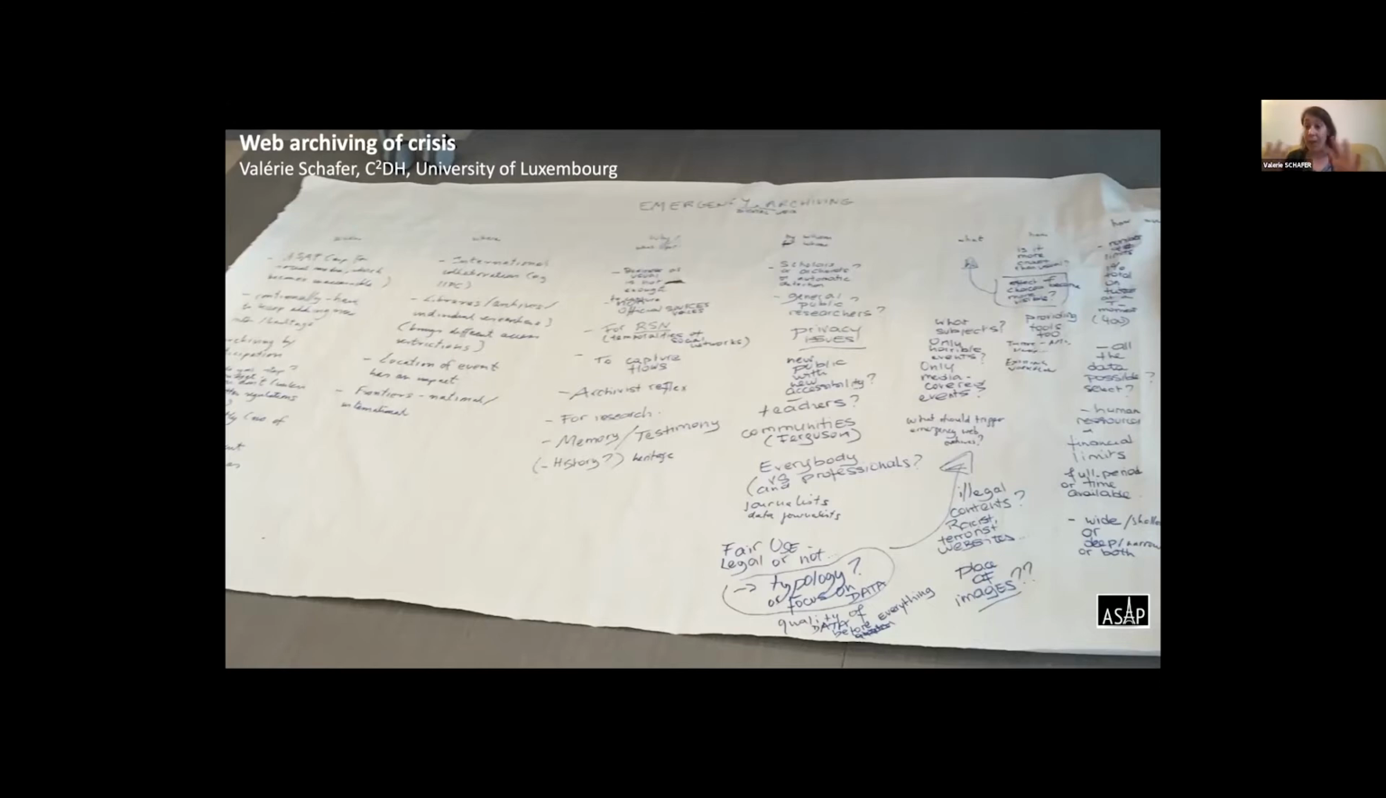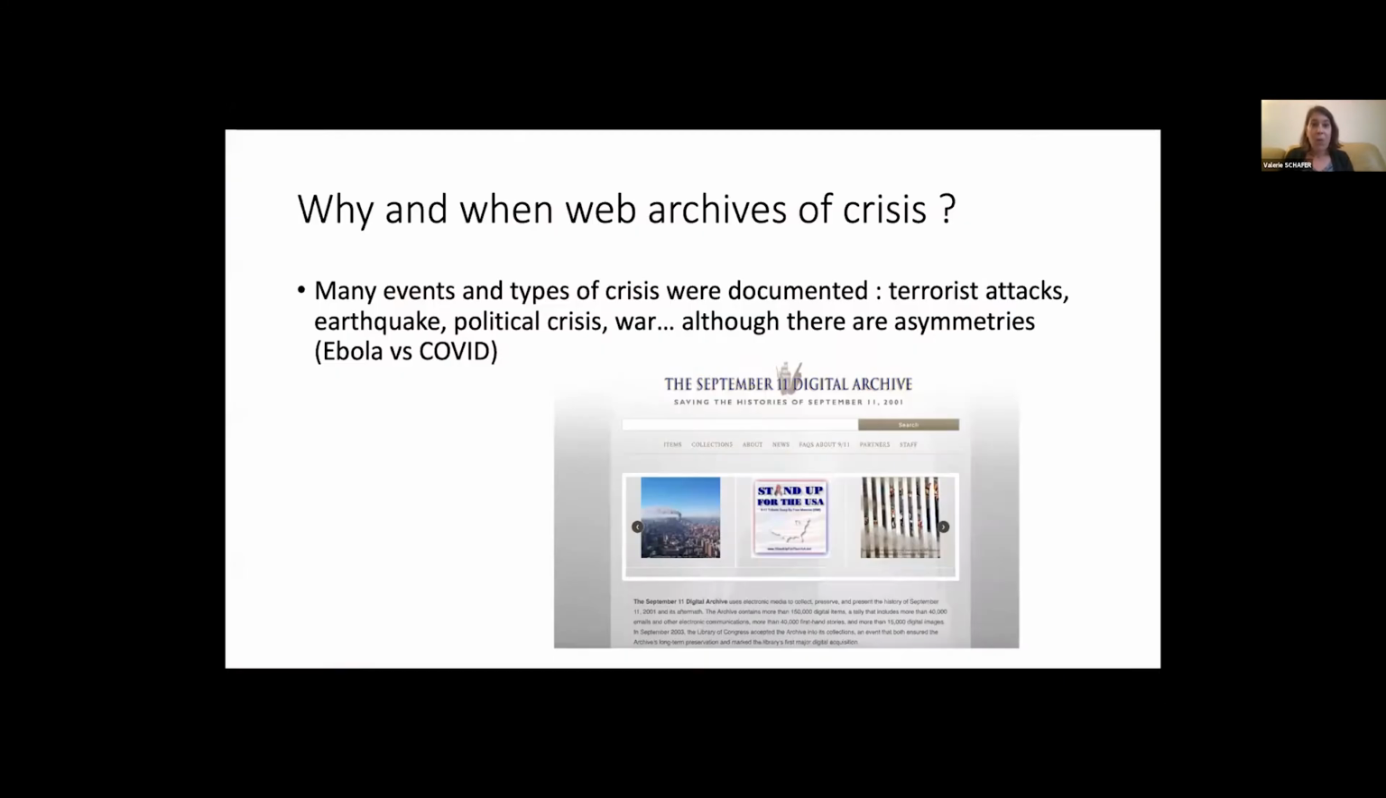Of course, web archiving has strongly evolved already within a few years, but these questions remain very important. So why and when, web archives of crisis? There are many events and types of crises that were documented and that are still documented. Maybe terrorist attacks. And of course, it didn't start with the terrorist attacks in France. You have some web archives of the London attacks, for example, at the UK Web Archives. But September 11 was also a key milestone, unfortunately, in the wish to preserve born digital heritage. Then you may have earthquakes and other natural crises, but also political crises.